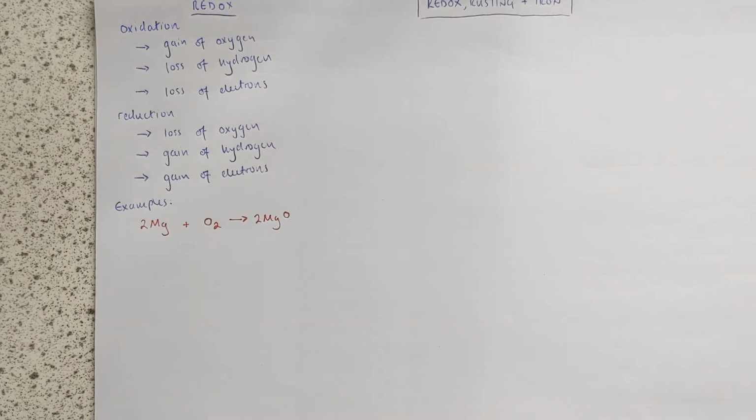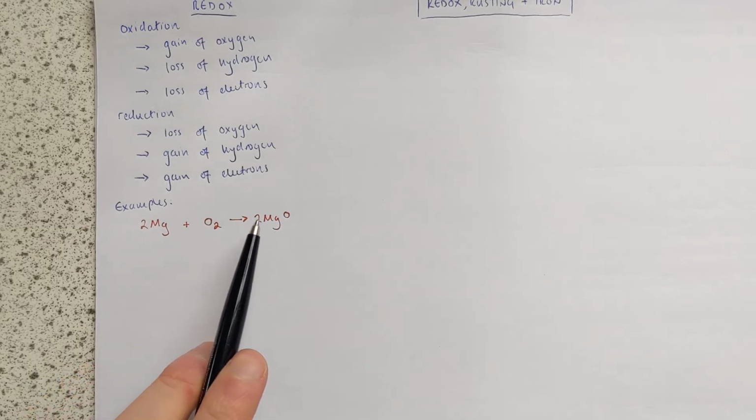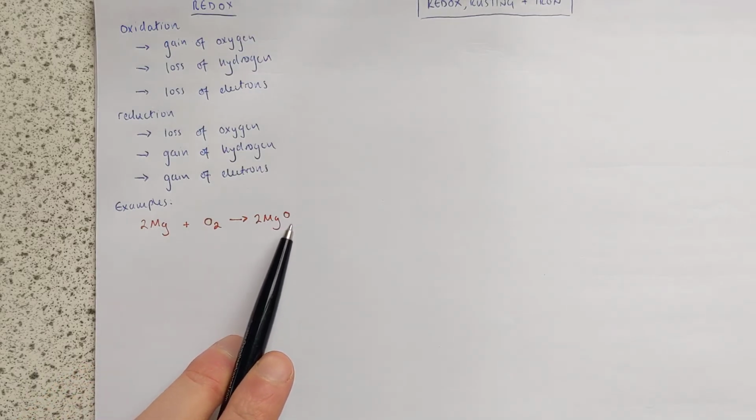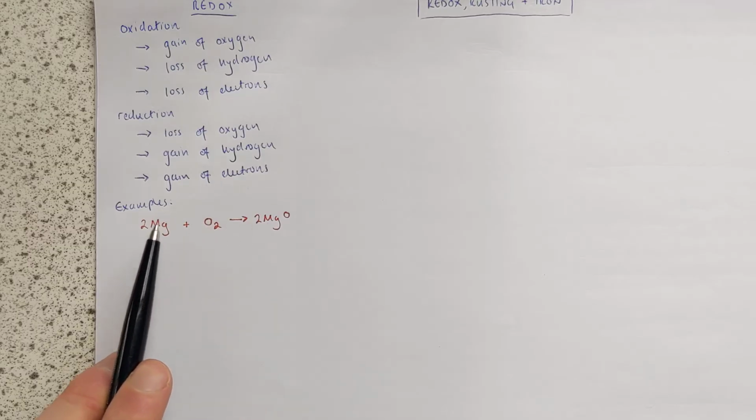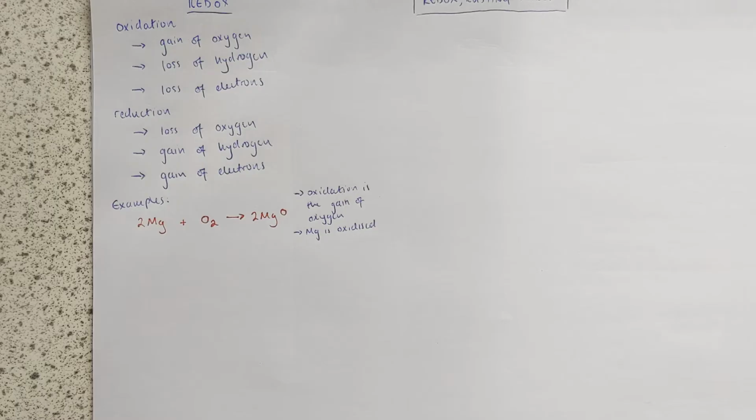So we've got an equation here between magnesium and oxygen to make magnesium oxide. A question you could be asked about this equation in a test is whether this reaction shows oxidation or reduction. So how we would look at that is we would look at the magnesium at the start. We notice this magnesium by itself. At the end of the reaction, it's now magnesium oxide. That simply means that the magnesium has gained oxygen, and because oxidation is the gain of oxygen, the magnesium must have been oxidized.